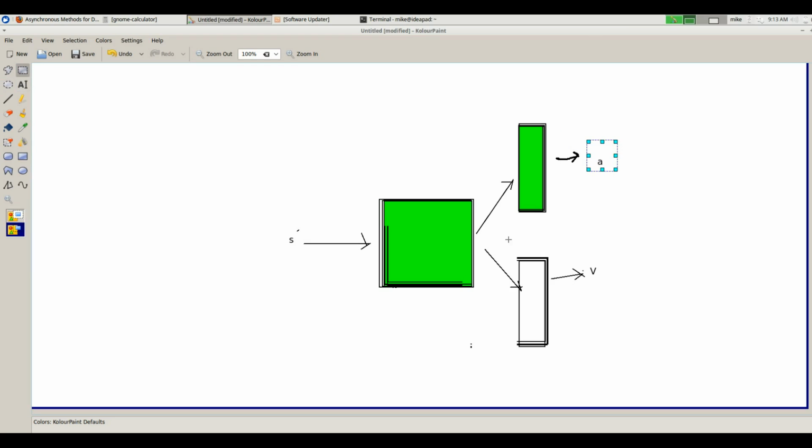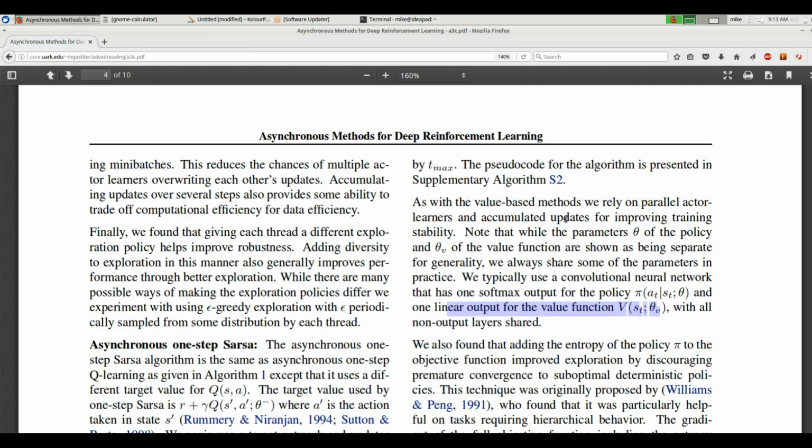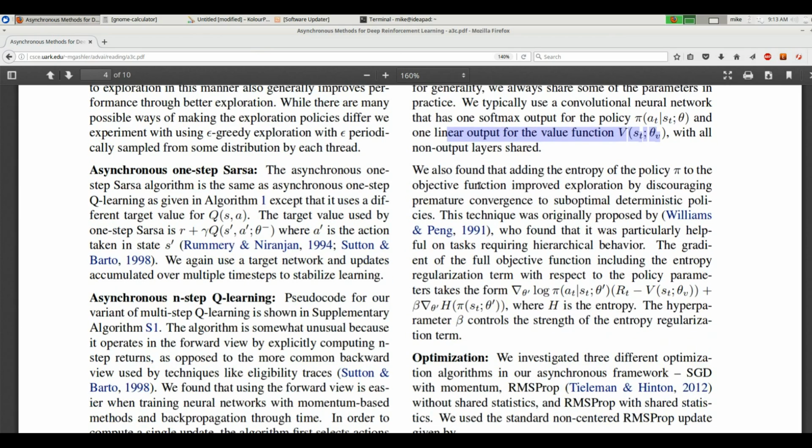On the other hand, for the value, they use a linear layer here, which just combines the values in a linear way and outputs things. So they don't have the problem of, remember your Q values had to range between 0 and 1 so that my neural net could handle it. They don't have that problem because the linear layer can hit any range you want. So they've thought this through. Okay, we also found that adding the entropy of the policy to the objective function improved exploration. So yeah, we did some tricks that actually were shown empirically to work. The gradient of the full objective function, including the entropy regularization term, is this.